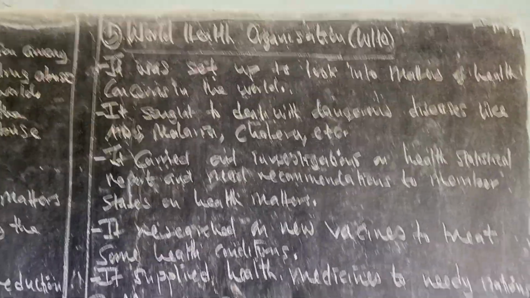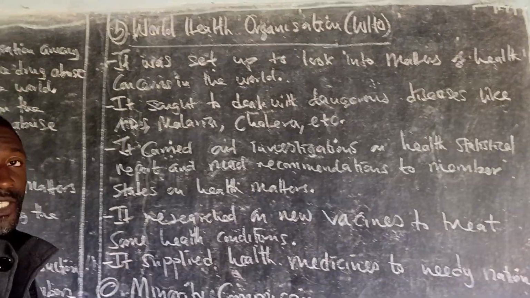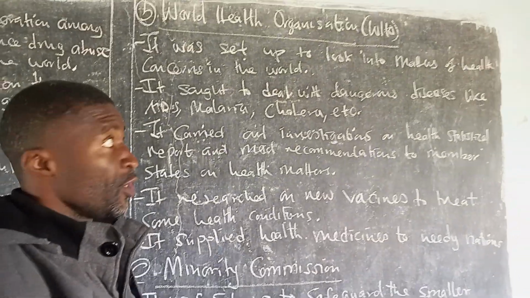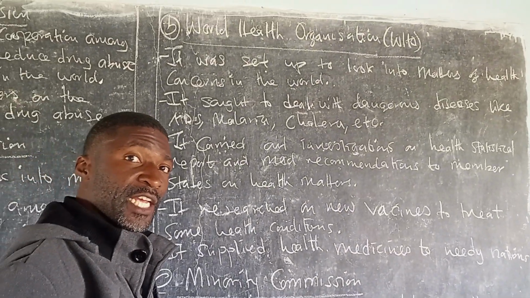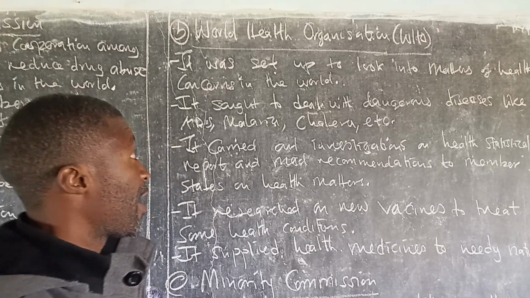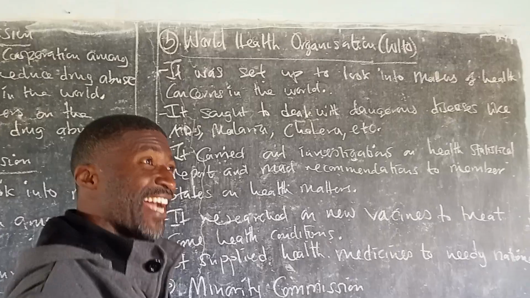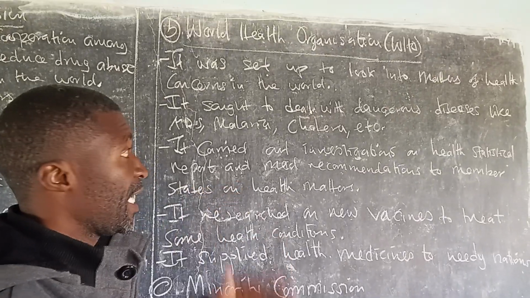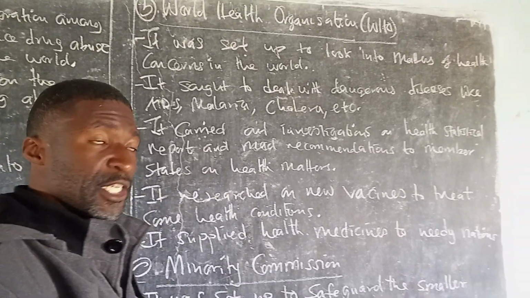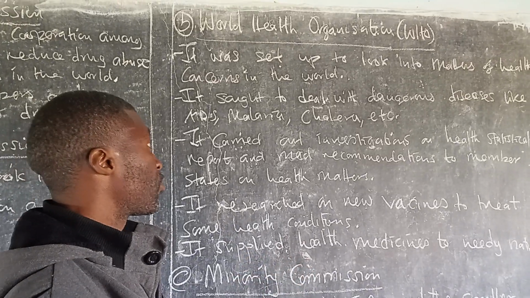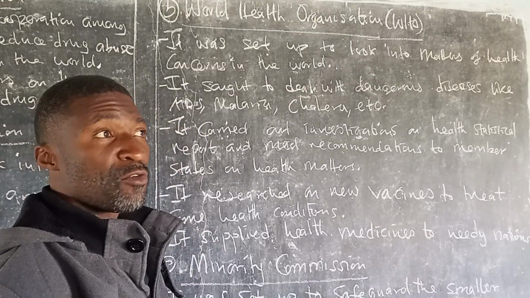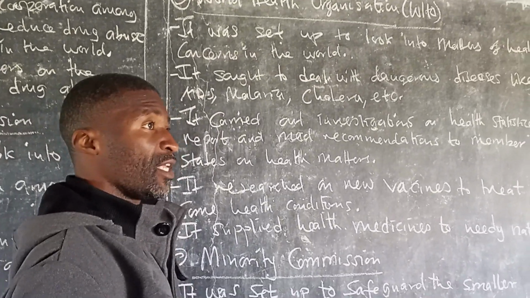Moving further, we are talking about the World Health Organization, WHO. The World Health Organization was set up to look into health concerns in the world. You understand that diseases such as HIV and AIDS, smallpox, cholera and the like were tormenting the world at the time and even now. So the need for this commission was to investigate those health issues, provide statistical reports, and also make recommendations to member states on how best they could take care of such health concerns.